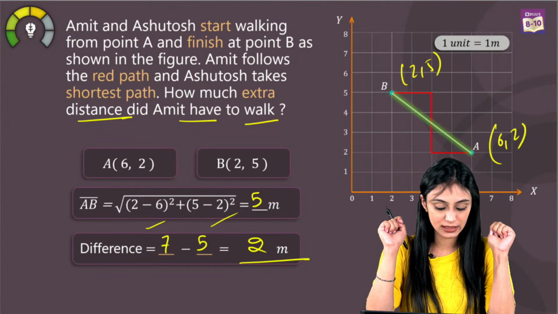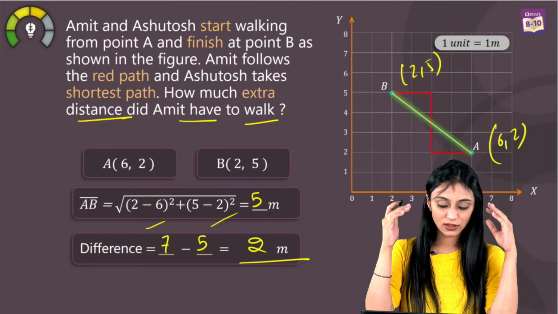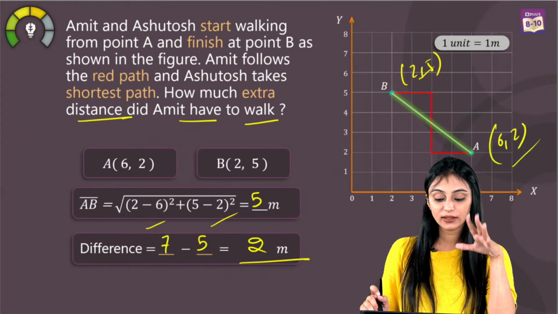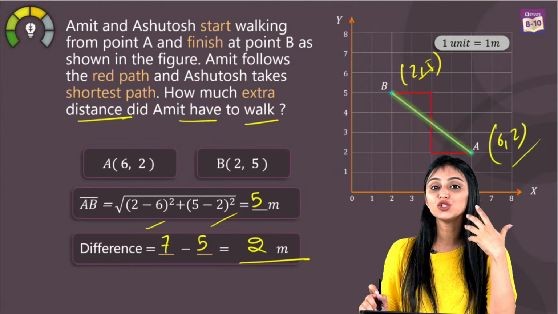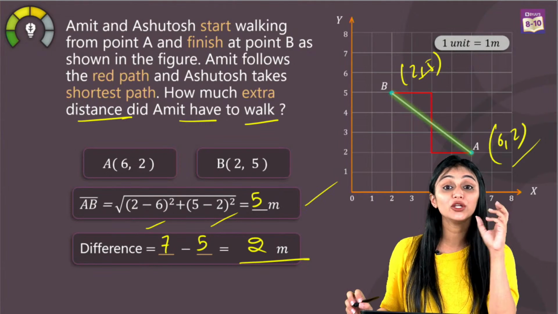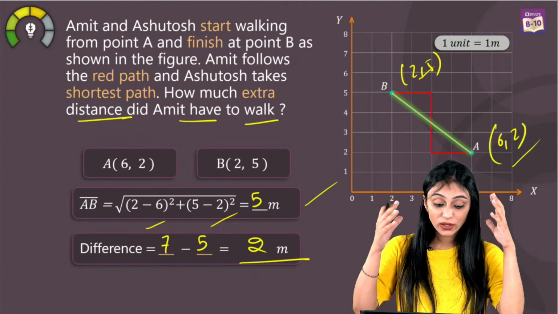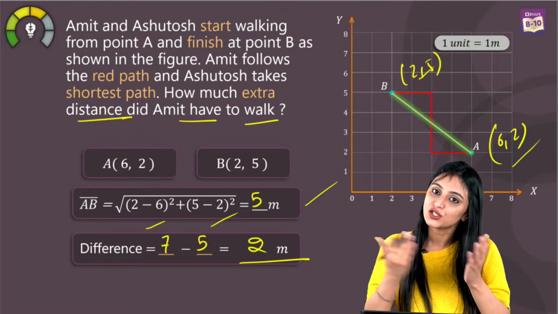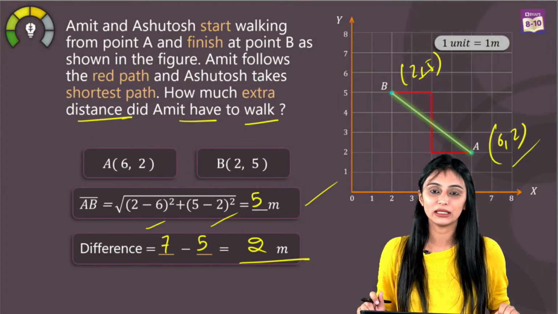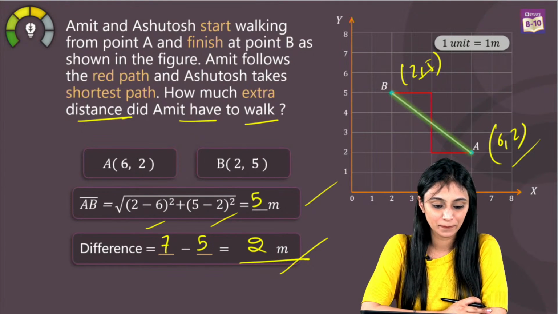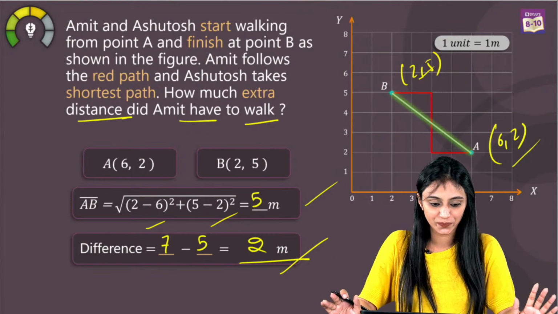Lavya says, I can't understand. Lavya, see, the coordinates we already have, right? And we just calculated the distance covered by Ashutosh using the distance formula. Just apply the distance formula over here, you would get 5 meters. Now the question is asking how much extra distance Amit has covered. So we have just taken the difference between the distances covered by them, and then we get 2 meters at the end. I hope it is clear to you now.